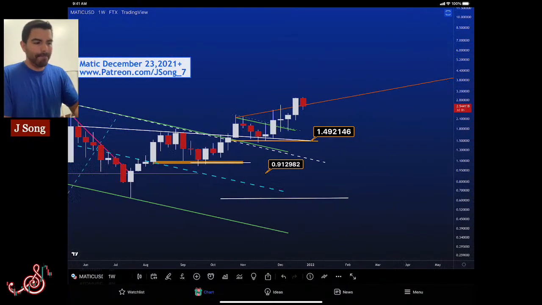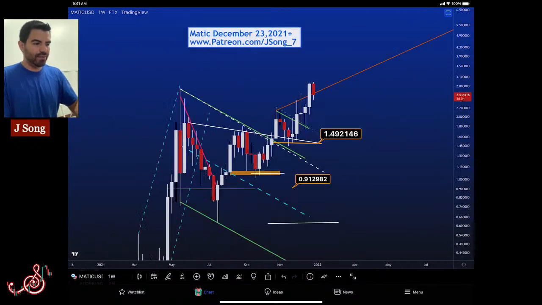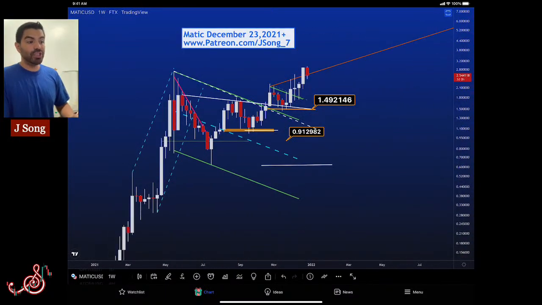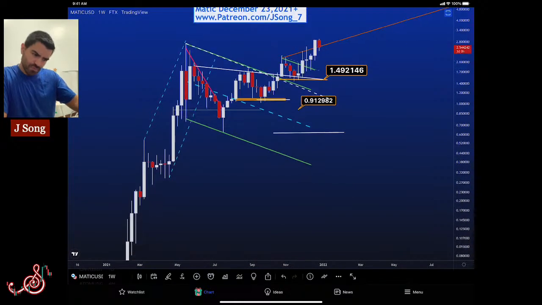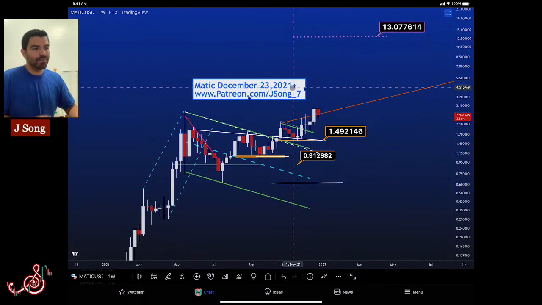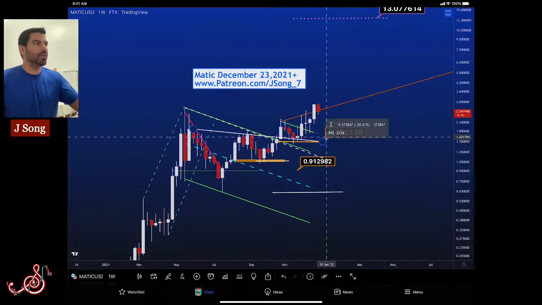Now, looking at Matic, there's something to be aware of. I've been transitioning Matic to Sword 2.0, and in Sword 2.0, this one has a little plus symbol. So some of these lines are Sword 2.0 lines.